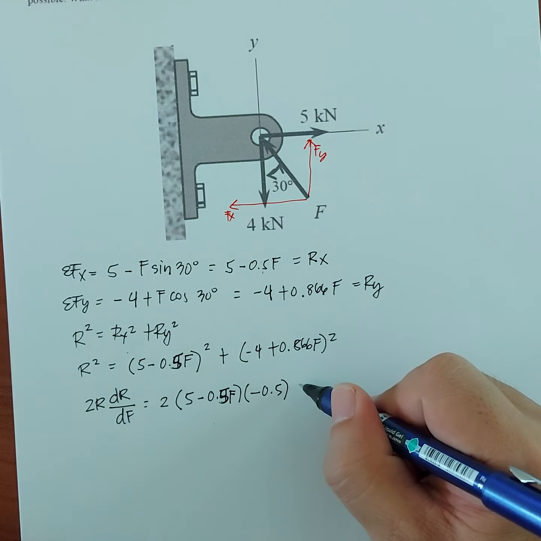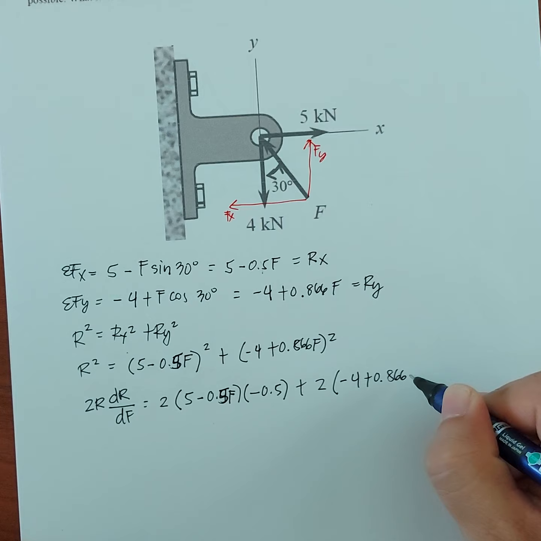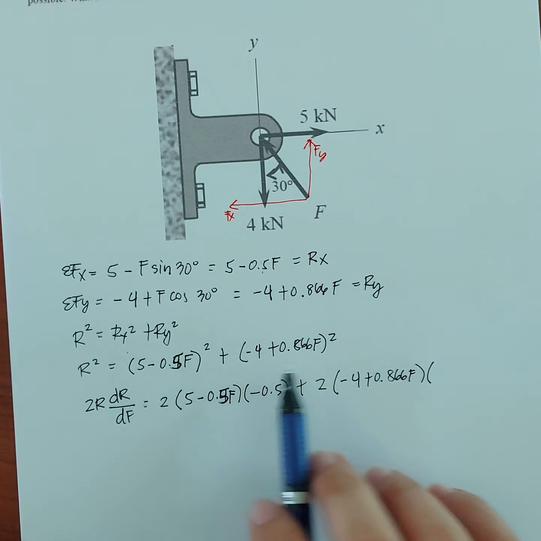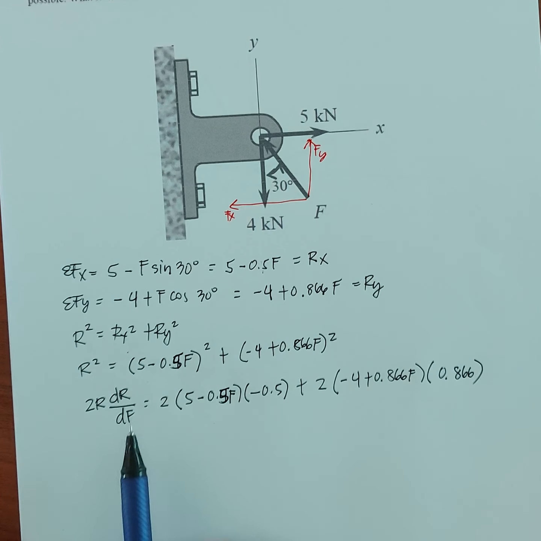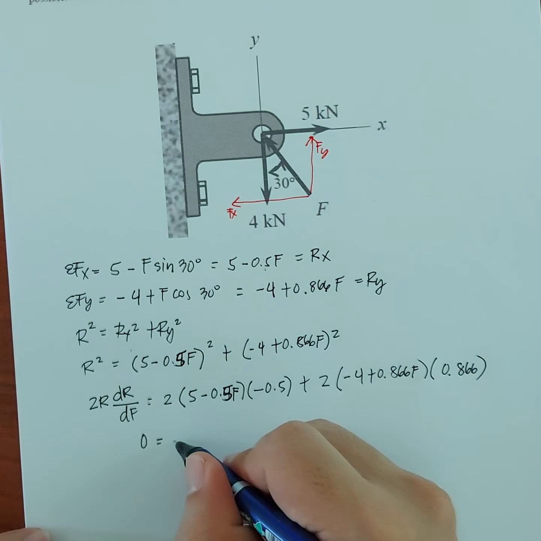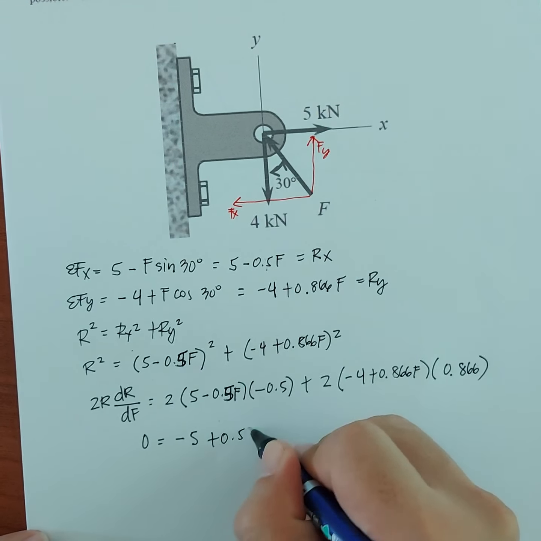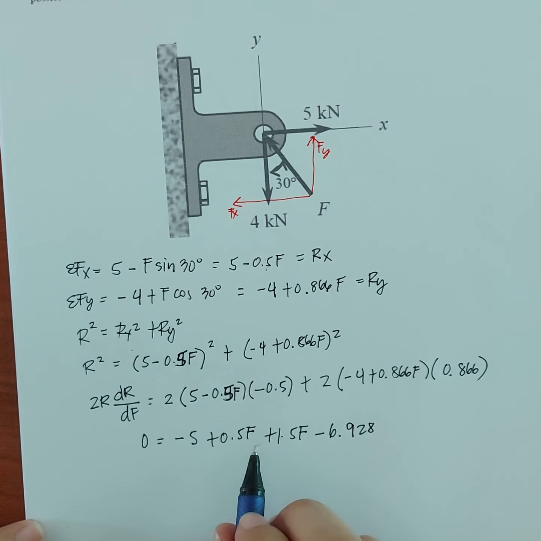Ayan. Plus igan ulit natin chain rule, 2 times (minus 4 plus 0.866 F) times derivative ng nasa loob, as derivative ng constant ay 0. So we're left with 0.866. Ayan. Okay. Equate natin ito sa 0. So 0 dR over dF is 0. So we simplify the equation. So we're left with minus 5 plus 0.5 F plus 1.5 F minus 6.928. Okay, from this we can now solve for F.